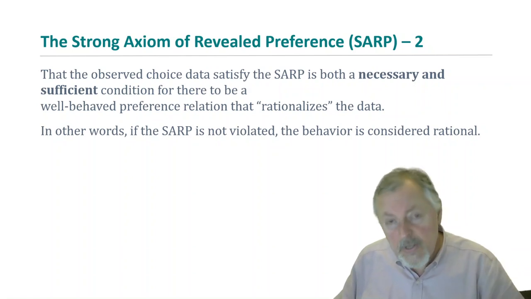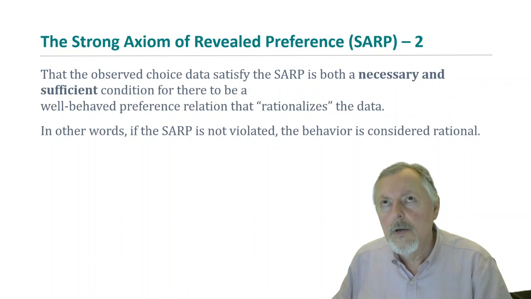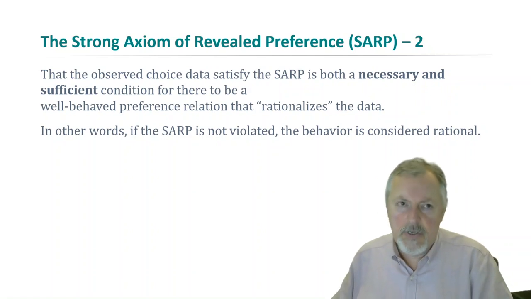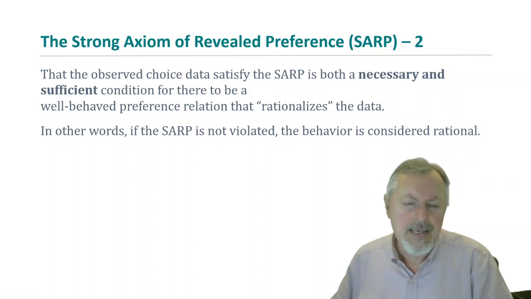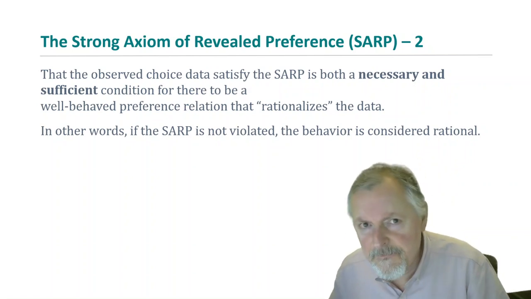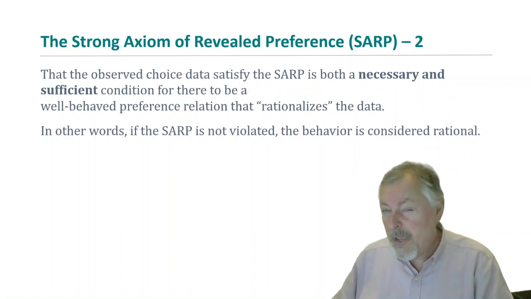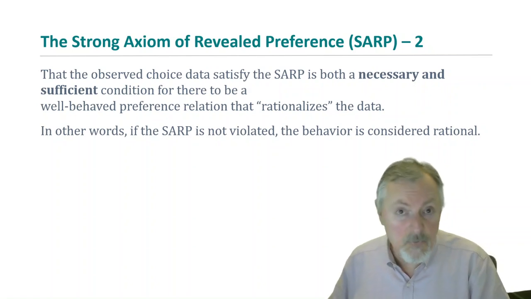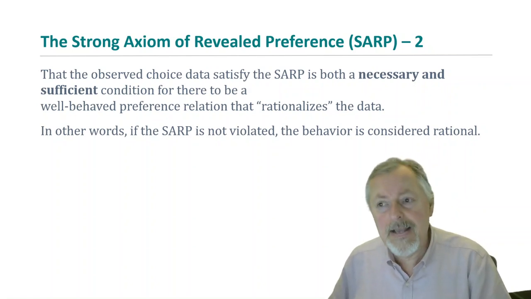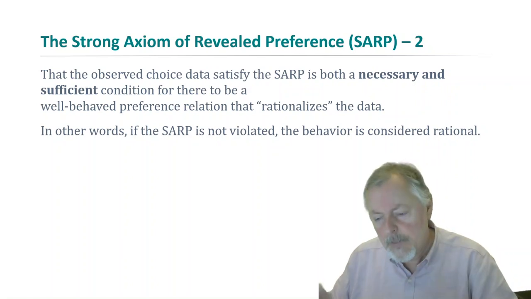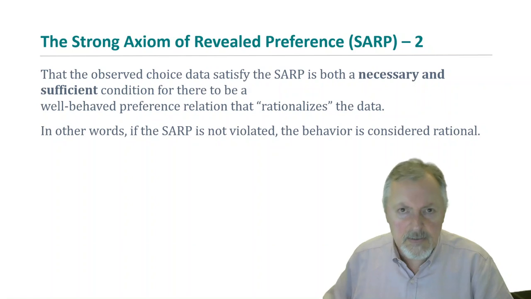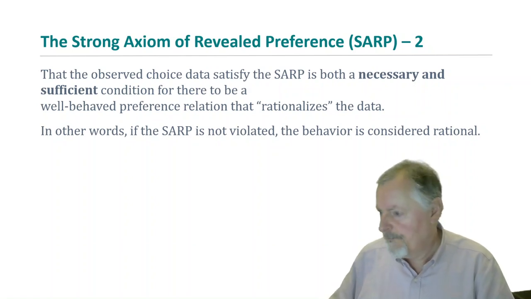The weak axiom for choices to be rational. The weak axiom is a necessary condition. If you violate the weak axiom, your choices are not rational. But that's not a sufficient condition. You can obey WARP and still have irrational choices by violating indirectly observed preferences, by making contradictory, indirectly revealed choices.